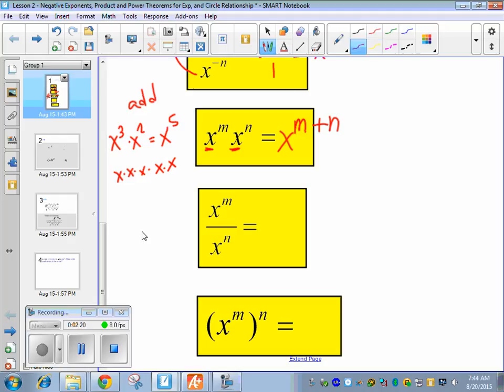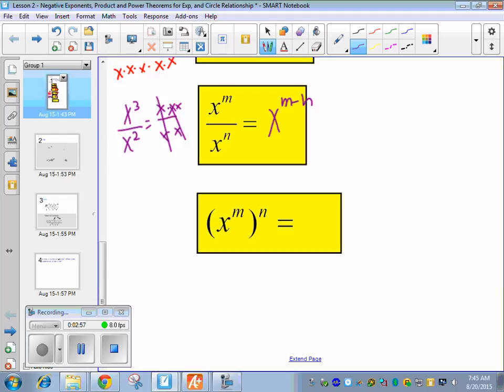And when we divide, this is pretty cool. Like, let's say I had x to the third over x to the second. How many x's in the top? We have 3. How many x's in the bottom? We have 2. How many of those cross out? 2 of them. So what's the rule, actually, when we divide exponents? We subtract. So you get x to the first, right? If you have 3 on top, 2 on bottom. So same thing here. It's always whatever is in the top minus whatever is in the bottom, so x to the m minus n.